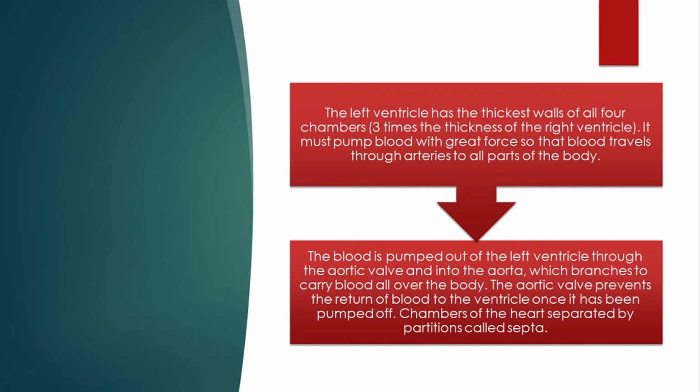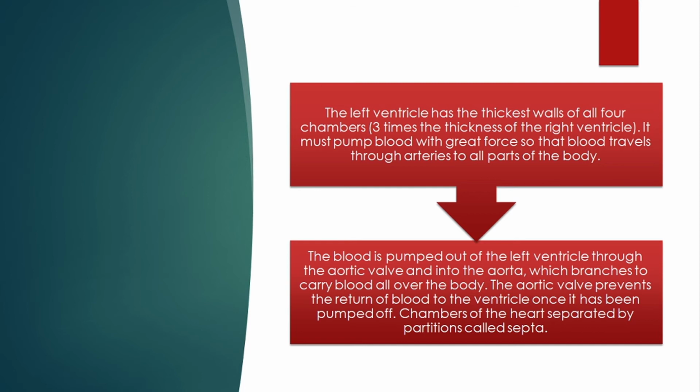The left ventricle has the thickest walls of all four chambers. It must pump blood with great force so that blood travels through arteries to all parts of the body. The blood is pumped out of the left ventricle through the aortic valve and into the aorta, whose branches carry blood all over the body. The aortic valve prevents the blood from returning to the ventricle once it has been pumped.